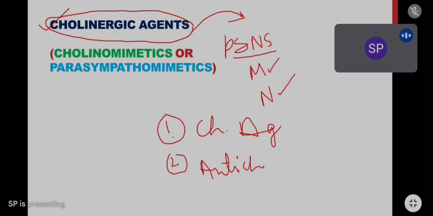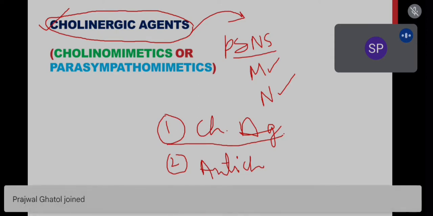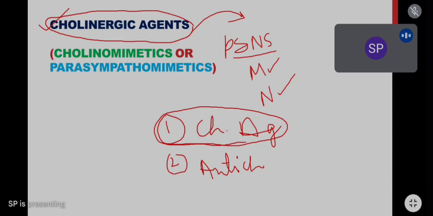So in today's class we will discuss cholinergic agonist drugs, which are those drugs which will mimic the actions of acetylcholine, or the drugs which will increase the actions of muscarinic and nicotinic receptors. Cholinergic agonist drugs are also called cholinomimetic agents or parasympathomimetic agents. These are different terms. Cholinomimetics means the drugs which will mimic the actions of acetylcholine, and parasympathomimetics means the drugs which will mimic the actions of the parasympathetic system. Parasympathetic system means cholinergic nerves or the cholinergic system.